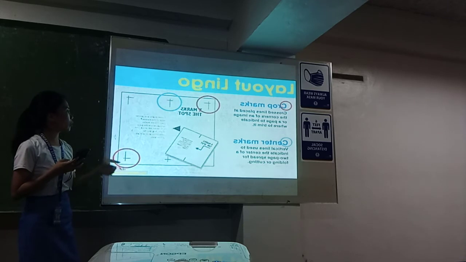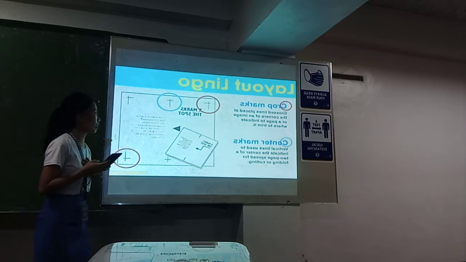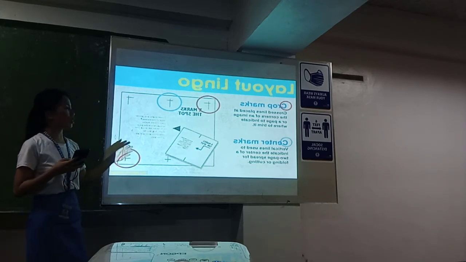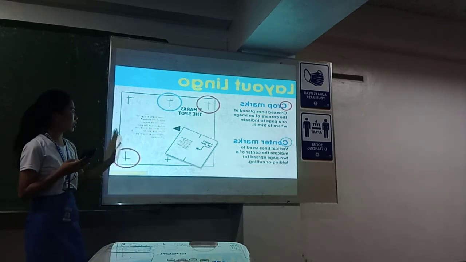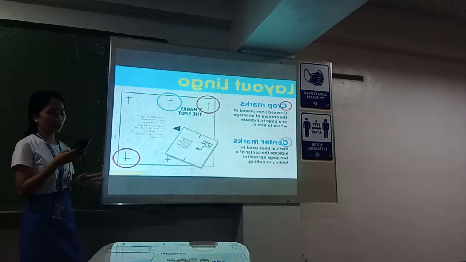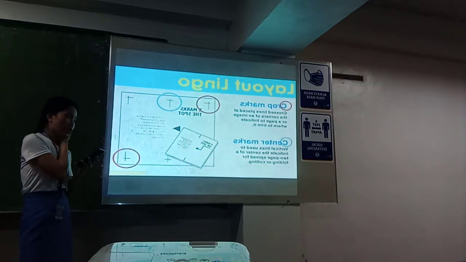And then another one is the center marks. Center marks are vertical lines used to indicate the center of a two-page spread for cutting. When cutting at the center, the center marks are what we use so that the cut lands exactly at the center of the paper. So, next one.